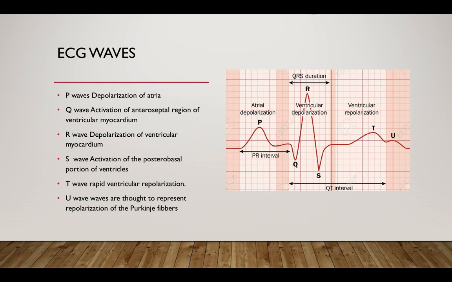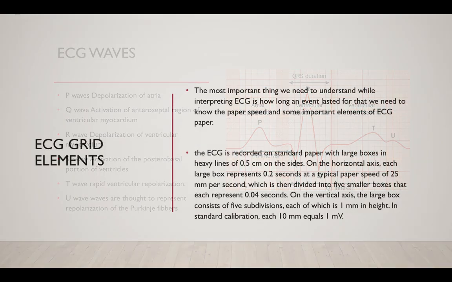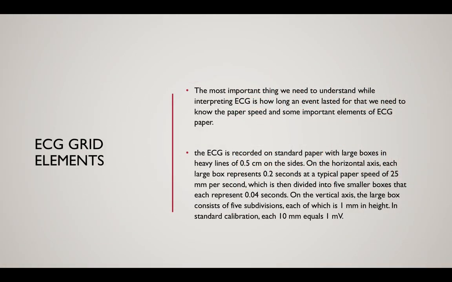Next, we move on to the grid of the ECG. What are the ECG grid elements that would help you understand the duration of each waveform, the time, and the amplitude? If you remember, on a graphical presentation you have an X and Y axis. So what is the most important thing you need to understand while interpreting an ECG? That is the speed of the paper. The speed of the ECG paper is usually 25 mm per second.